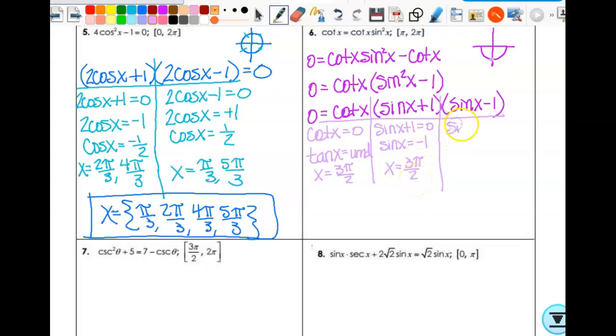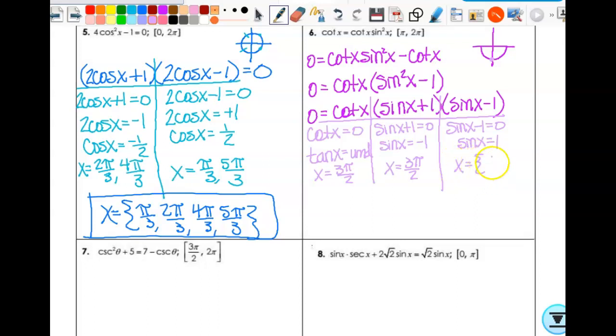Then I get sine x minus 1 equals 0. So sine x equals 1. So when does sine equal 1 between pi and 2 pi? It doesn't, because it is at pi halves, and that doesn't help me. So in that interval, it doesn't.